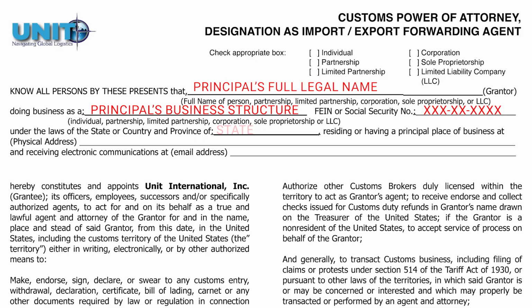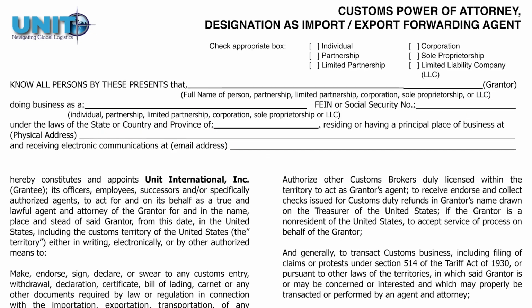After that, enter the state where the principal is registered or incorporated. This step is crucial for regulatory compliance, as it identifies the state that granted them the authority to conduct business. Next, provide the address for the principal's place of business and email address. If the principal is an individual, their home address should be listed here.